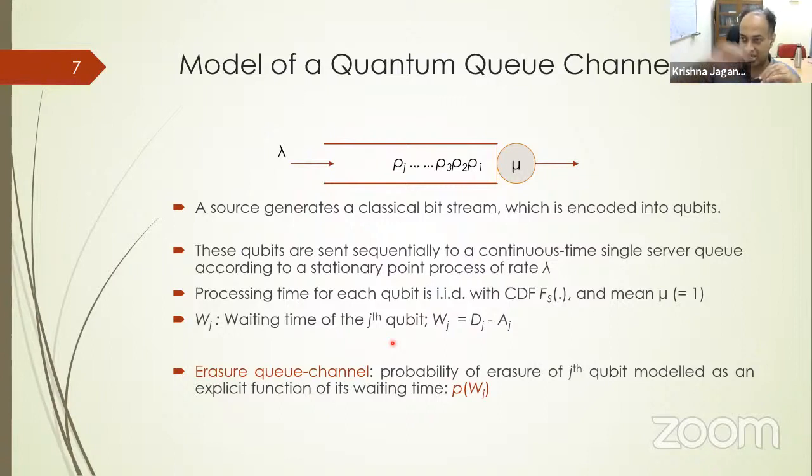And this p of wj could be some generic increasing function. It could be any increasing function. We will specifically focus a bit on exponential decoherence with some parameter kappa. Are there any questions on the model?